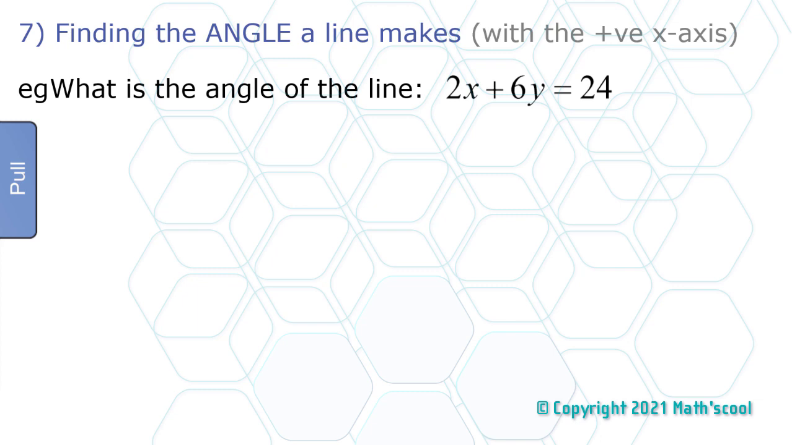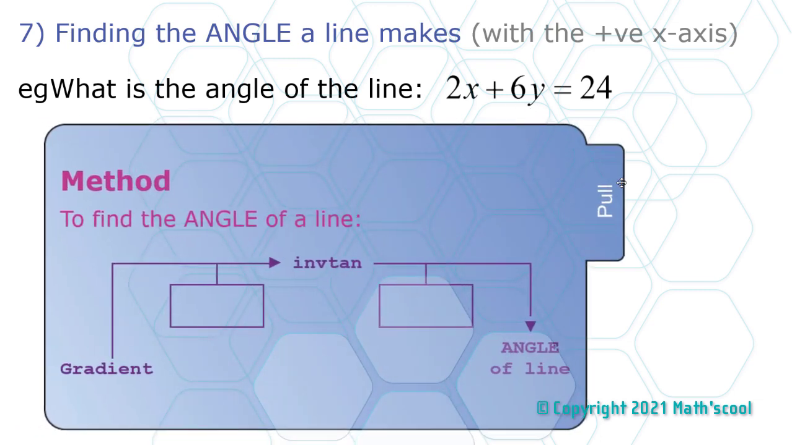What's the angle of this line? That's the same line as before, which we saw had a gradient of minus a third. How do you find the angle of the line? Well, you take the gradient, which we know is minus a third, and you inverse tan it. On the calculator, you do the inverse tan of that. Hold on, let me get the calculator. Okay, done it. Minus 18.4 degrees roughly. That's the angle of the line.